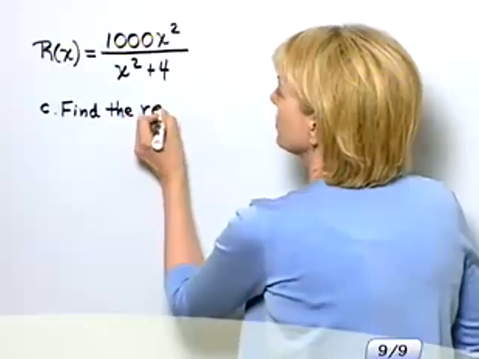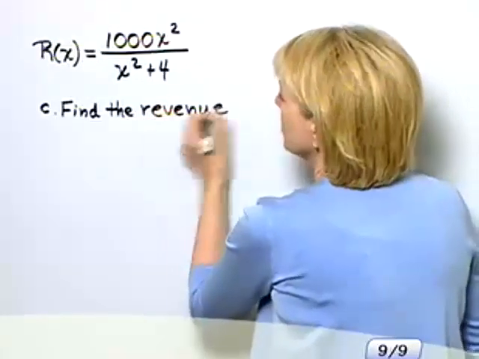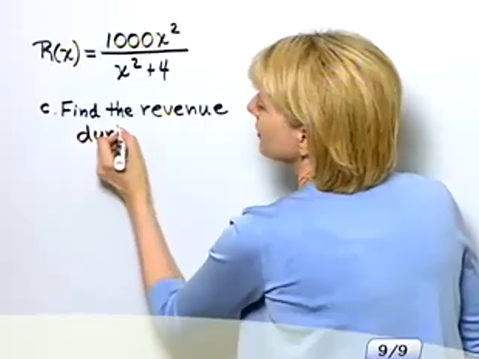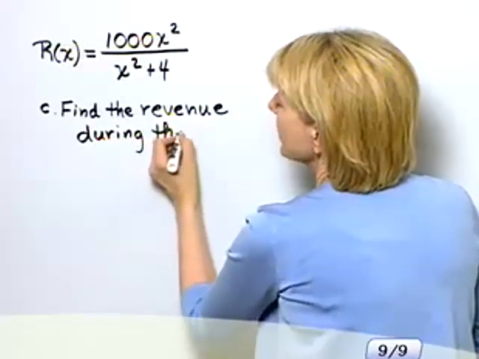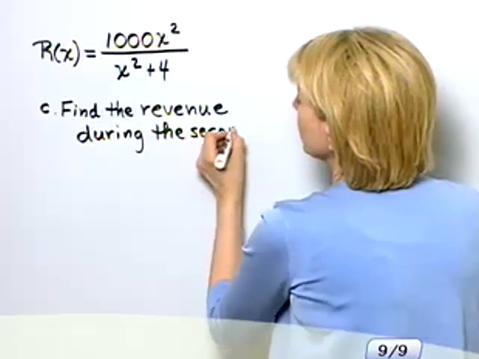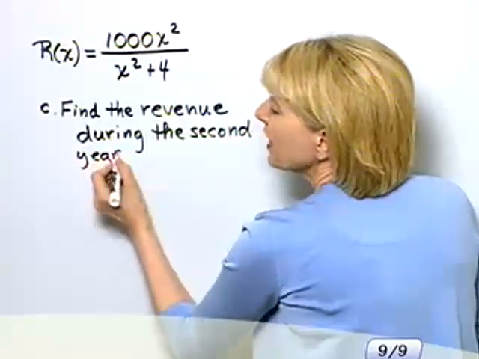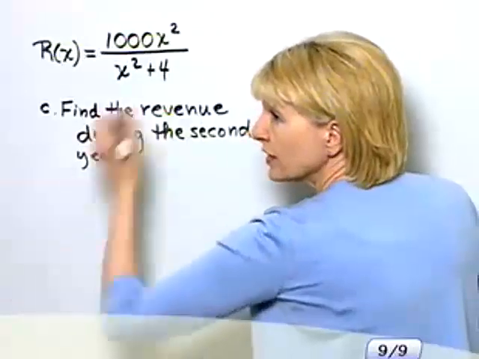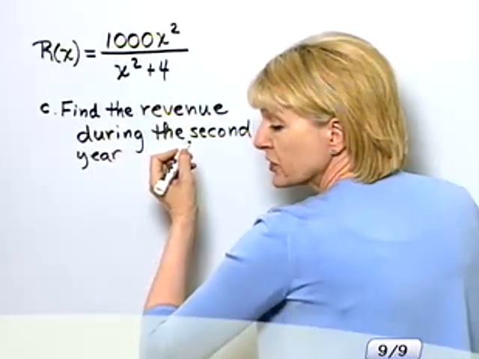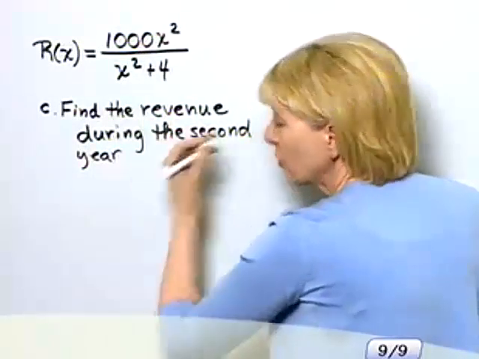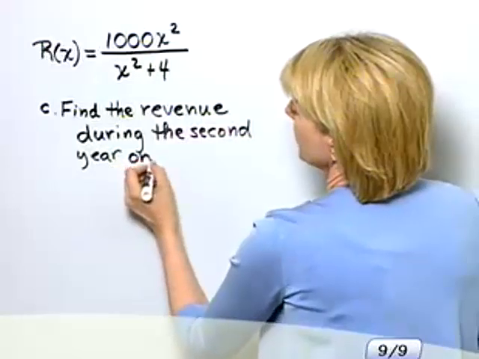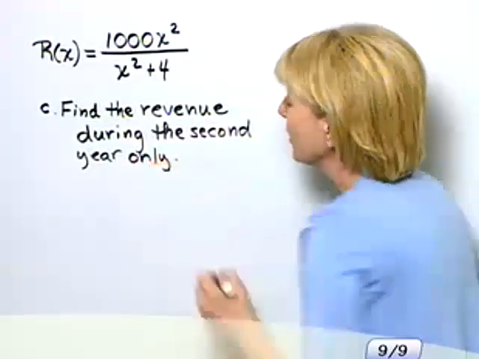Find the revenue during the second year only. Now, if you're wondering, well, what did we just do? We found the total revenue. R of 2 is the revenue for the first year and second year. It's the total revenue. Now, during the second year only, how do we do that?